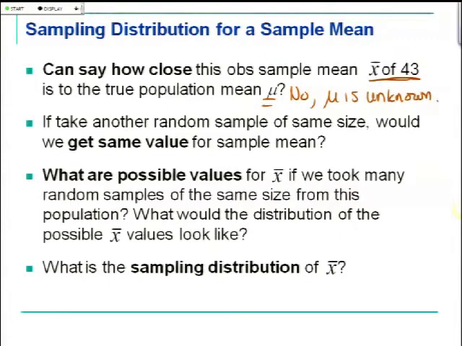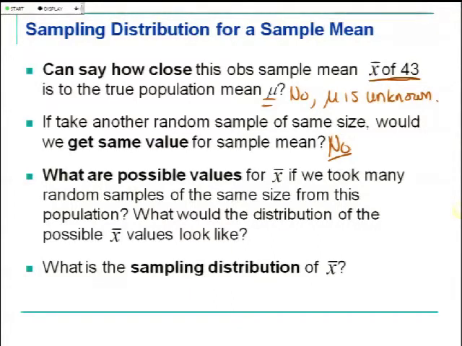We have no idea if it's within 3, 4, or any particular distance from that true mean. What happens if we were to take another sample of 1,000 workers from the same population using the same probability sampling technique? Will we get the same value, 43, 43, 43 every time? No. We might get a 43 again at some point, but it's going to vary. It's going to vary from one sample to the next.